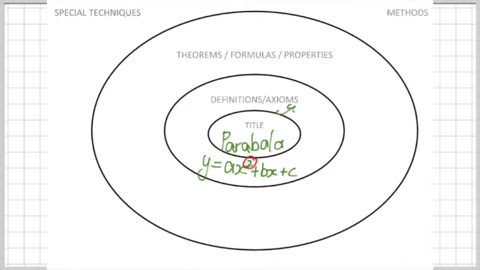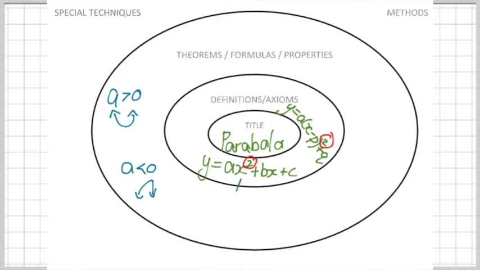But there's also a second form, y equal to a bracket x minus p squared plus q, also a highest power of 2 if I multiply out the brackets. Now, what theorems and formulas and properties do I have? Well, first of all, if a is positive, it's smiling, and if a is negative, it's frowning.